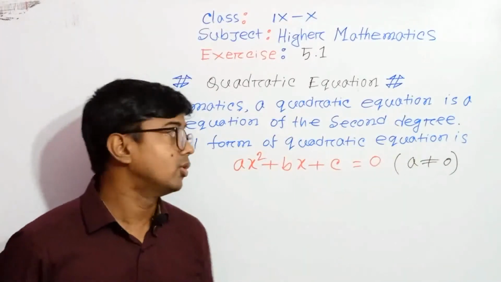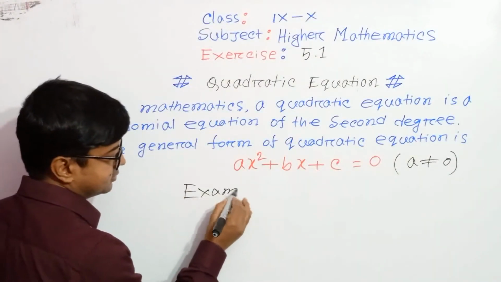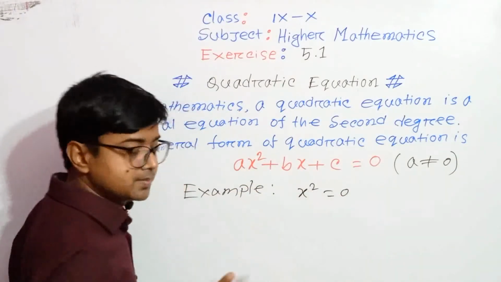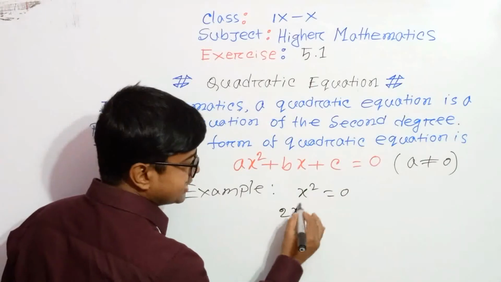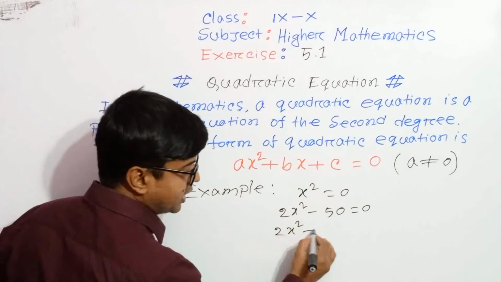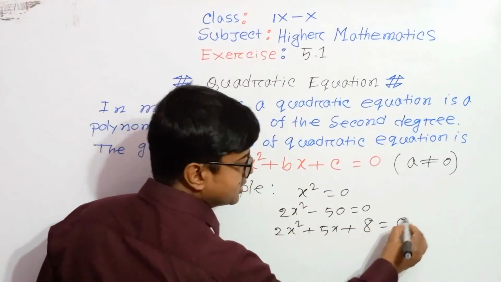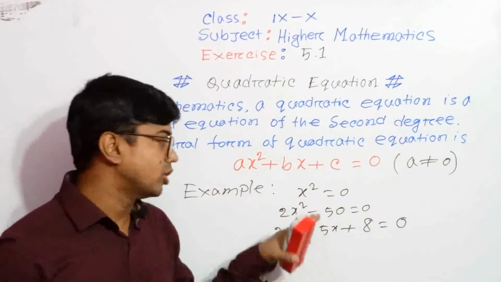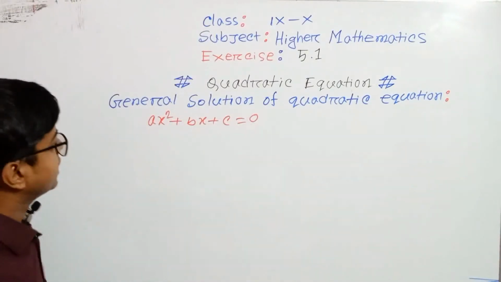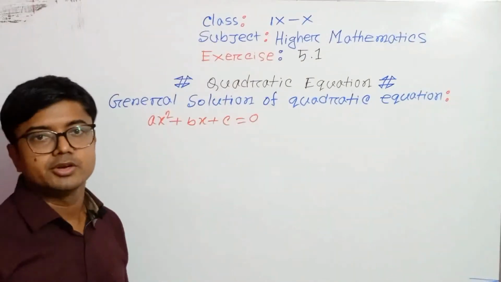Now for example, look at this. x squared equals 0. 2x squared minus 50 equals 0. 2x squared plus 5x plus 8 equals 0. These are all quadratic equations. General solution of quadratic equation: here ax squared plus bx plus c equals 0.